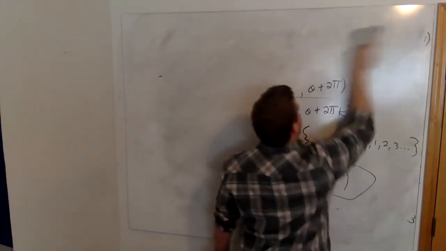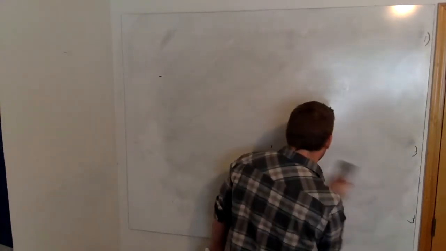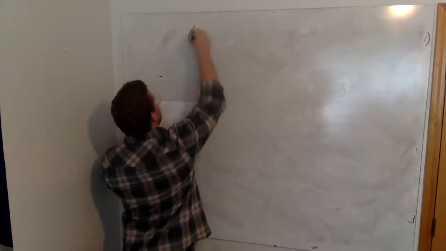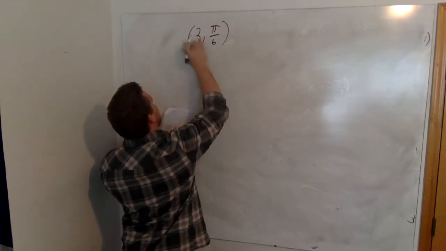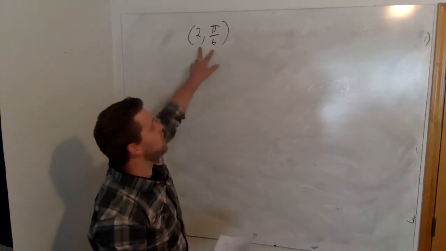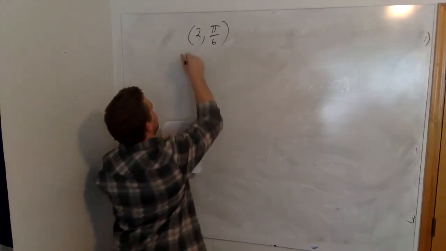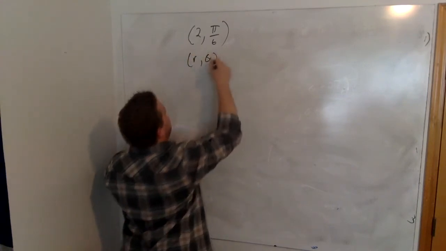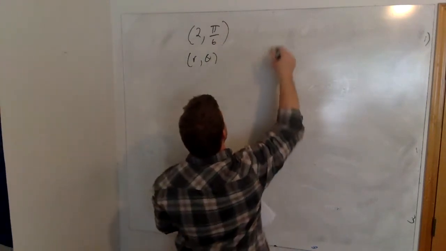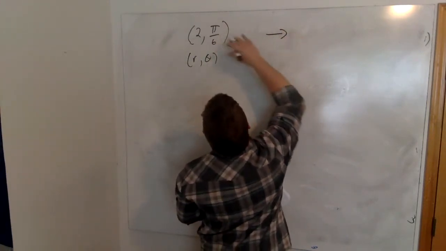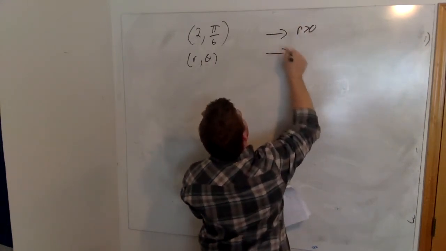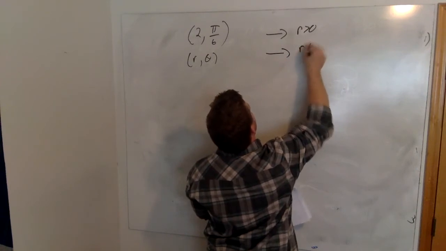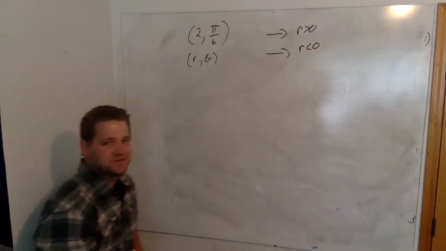Okay, so let's do a little bit of practice. Let's say we have the point (2, pi over 6). What I want you to do is pause the video and plot this in polar coordinates. So this is an r and a theta. Then I want you to represent the same point, but give me another representation with the radius being positive, and another representation with a negative radius. Go ahead and pause the video and give this a shot.